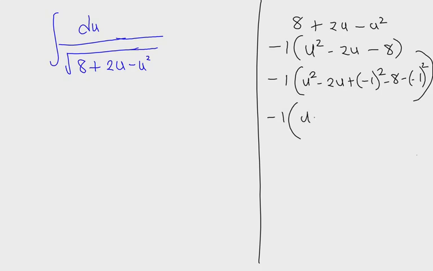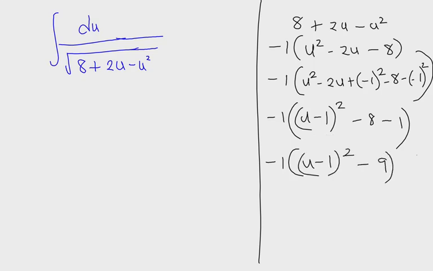So it will now be minus 1, and then this can be written as u minus 1 all squared, then minus 8 minus 1, because minus 1 squared is 1. If you verify this, you see that it will give you the same answer as this. Minus 2, minus 9. And then I will use this minus to open the bracket back, so I have 9 minus u minus 1 all squared.